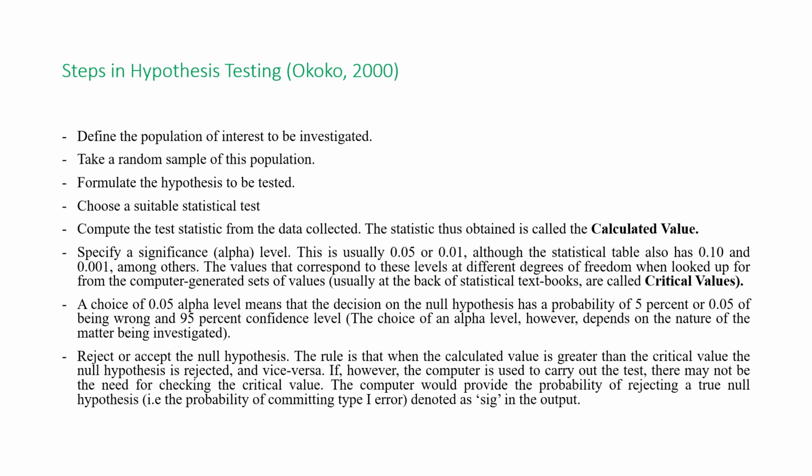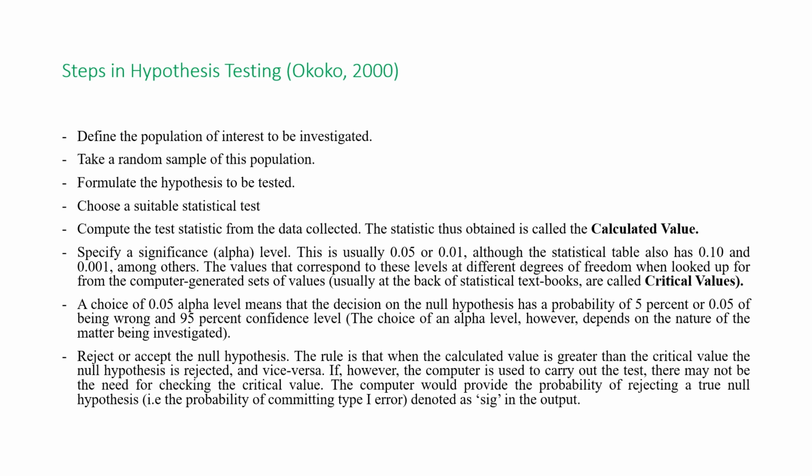After which, the next step is you formulate the hypothesis to be tested. After formulating the hypothesis, which you have seen the way we have been formulating it, the next step is to choose a suitable statistical test. Based on your knowledge of statistics, it could be any one of them: t-test, chi-square, correlation, or regression, depending on what you are looking at. Then once you have decided that, the next thing is to compute the test statistic from the data collected. The statistic thus obtained is called the calculated value.